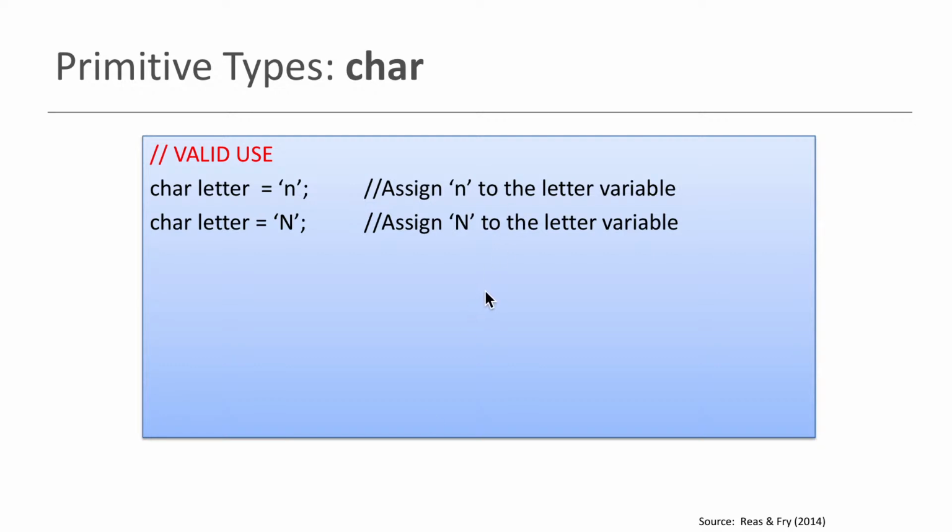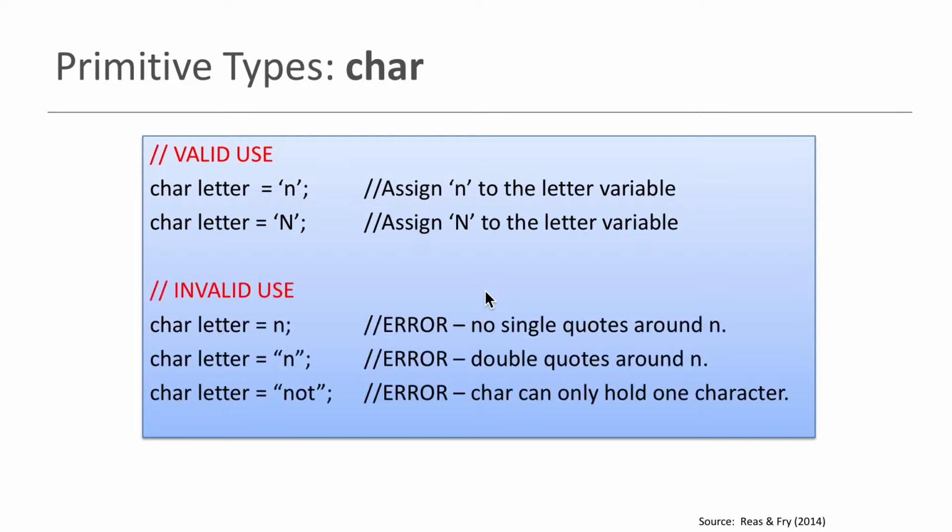Okay, I think we're okay now. So then we have the invalid use of the characters. We have char letter is assigned a value n, no single quotes, that's going to give you an error. If you use double quotes around the n, that turns it into a string. So that's, again, incorrect usage. And the final one where we have 3 characters together, again, that's a string, so it's not a valid use of the char data type.